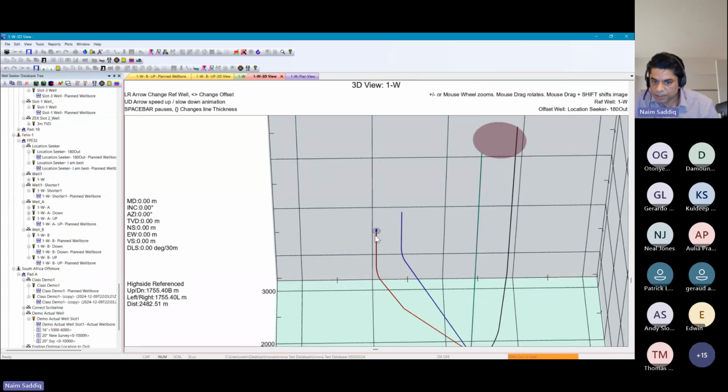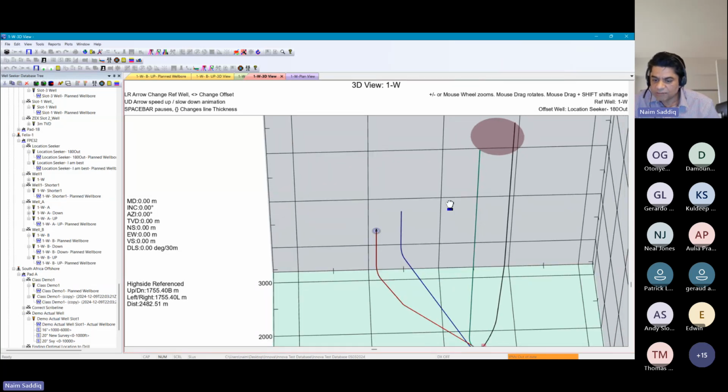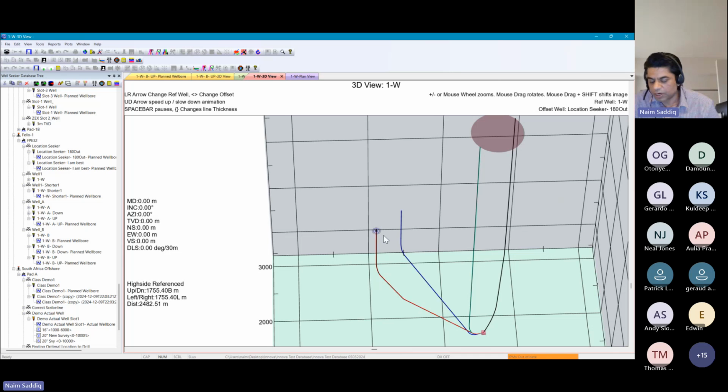So the difference between red and green is 500 meters. You were drilling 5,000 meter with red. Now you will be drilling only 4,500. This is a simplistic case.